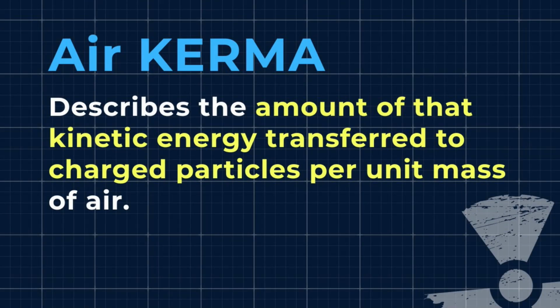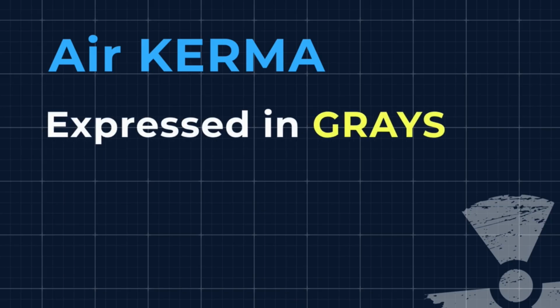The SI unit of KERMA is expressed in grays. As we know, 1 gray is equal to 1 joule per kilogram. Just like absorbed dose, KERMA may commonly be expressed in milligray or microgray during medical imaging because 1 full gray is a very large quantity that's not really used in standard X-ray procedures, as we said earlier.